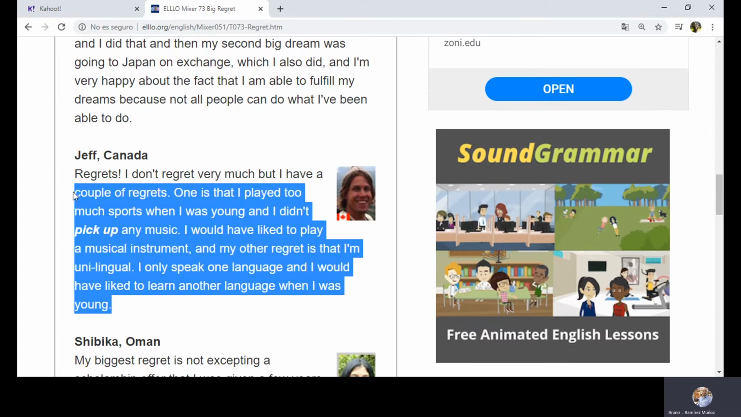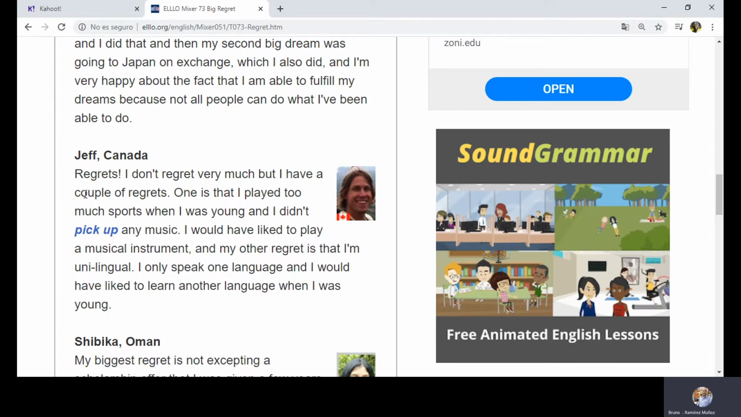Jeff from Canada, regrets. I don't regret very much what I have, but I have a couple of regrets. One is that I played too much sports when I was young and I didn't pick up any music. I would have liked to play a musical instrument, and my other regret is that I'm unilingual. I only speak one language and I would have liked to learn another language when I was young.